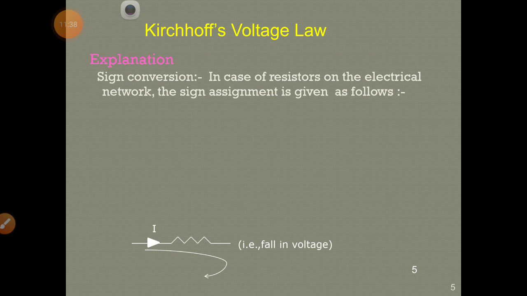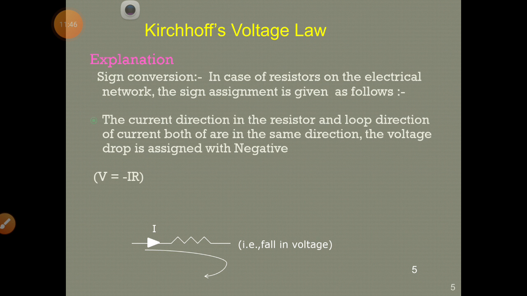In case of resistors in an electrical network, the sign assignment is given as follows. What is the sign assignment? If the current direction in that resistor and the loop direction are both in the same direction, the voltage drop is assigned a negative sign.